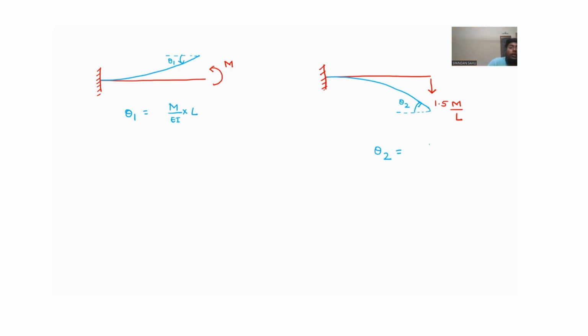Sir, what will be this theta 2 value? ml square upon 2EI. Theta 2, right? How will you calculate theta 2? Not ml square. 1.5.